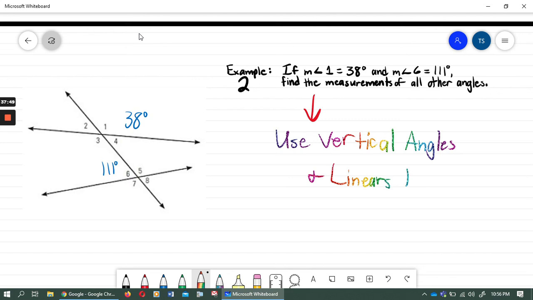Linear pairs with 38 degrees: angle 2 would have to be 142, and angle 4 would have to be 142 degrees. Vertical angles with 38 degrees: this one would have to be 38 degrees as well. Vertical angles with 111: this one would have to be the same. And linear pairs with 111: this one would have to be 69, and this one would have to be 69 degrees as well. That's how you'd do it.